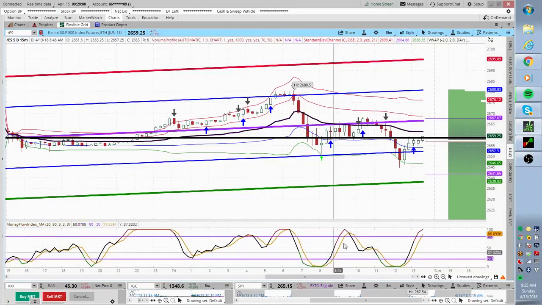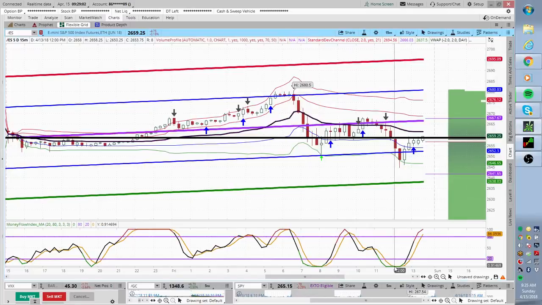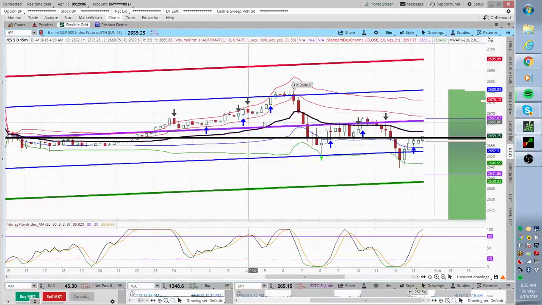I like these extremes on the money flow, and that helps me make money. I don't screw around with anything that's pre-market, because it's just not a good enough gauge for me. I'm not quick enough, so I just don't screw around.